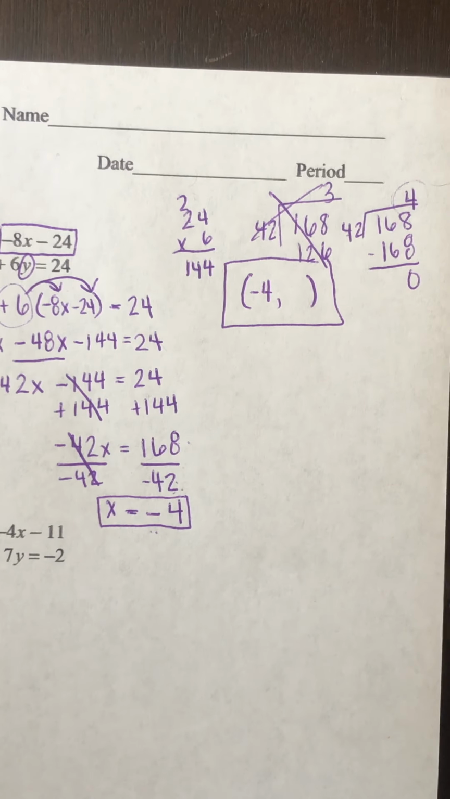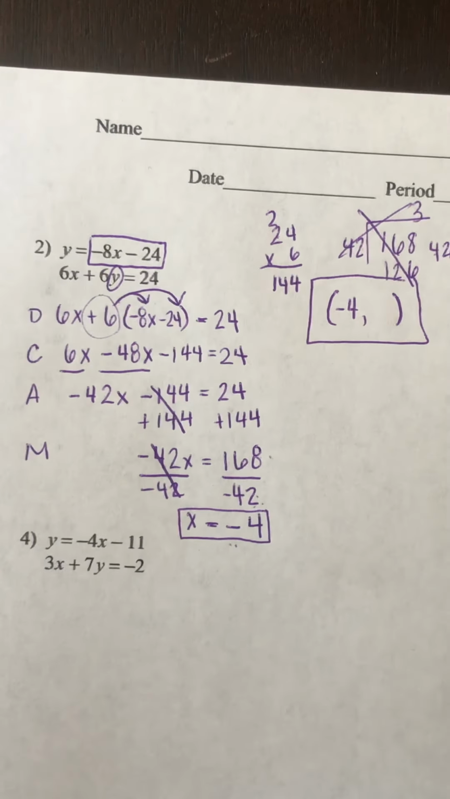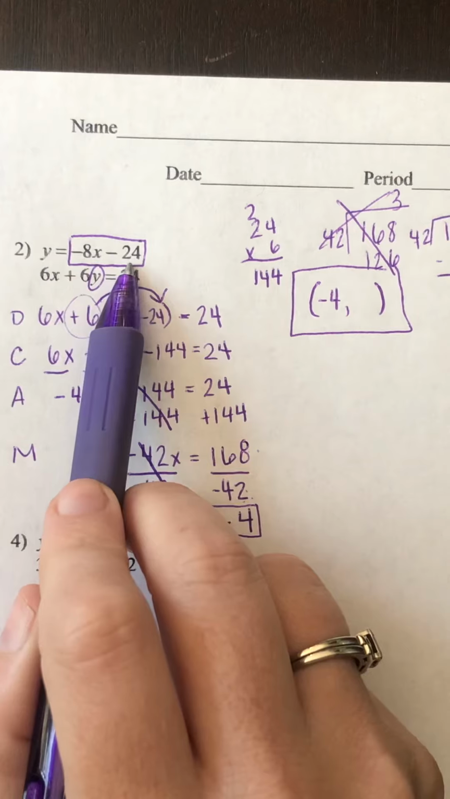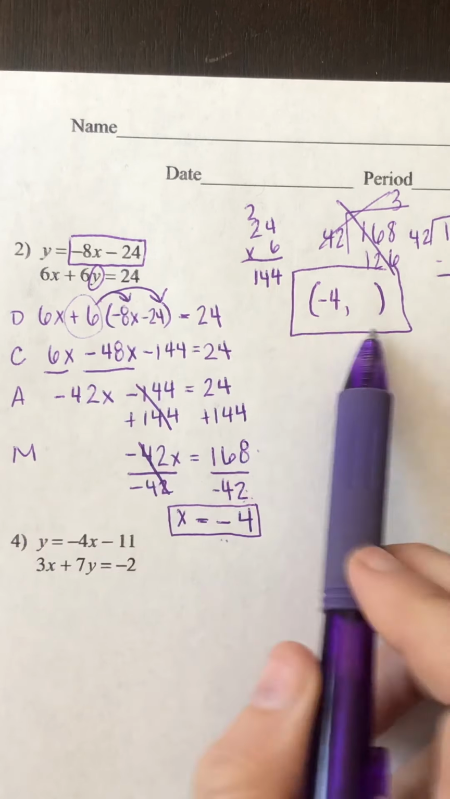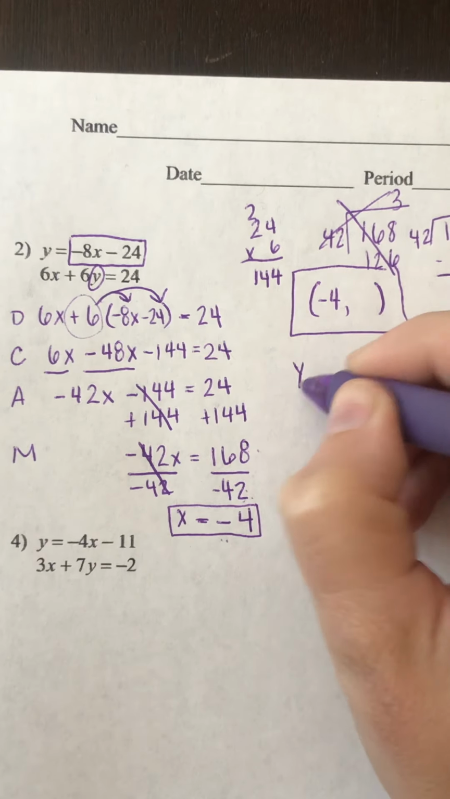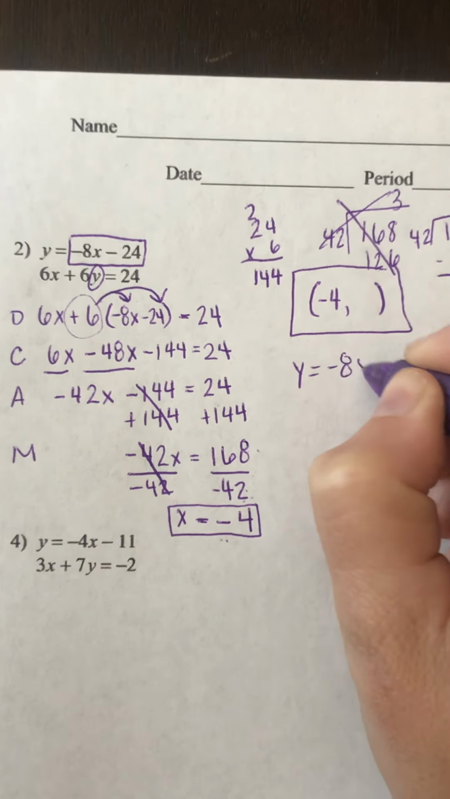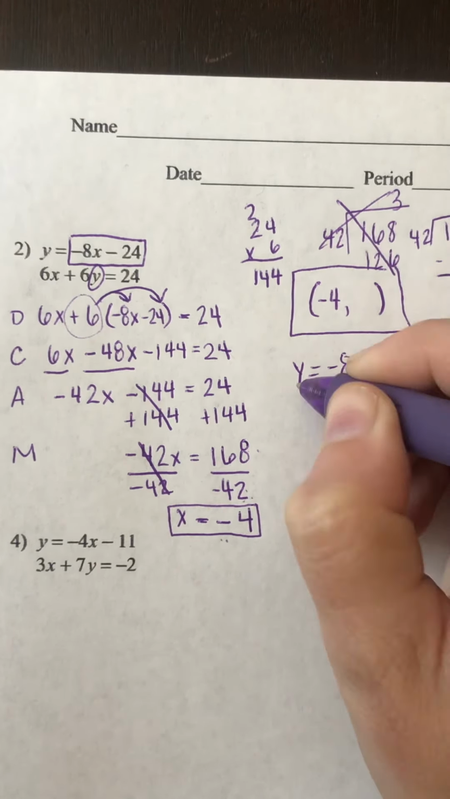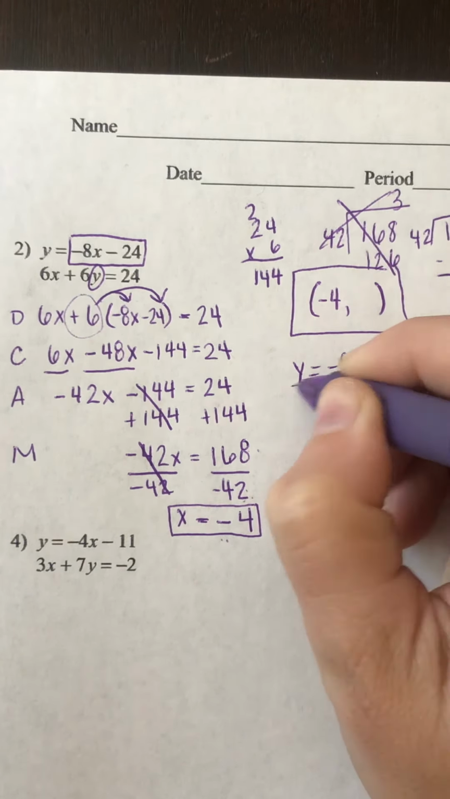We do need to now find our y value. So again, this one looks like the easiest one to plug into. So I'm going to plug in my negative 4 for the x in this equation. Y equals negative 8x minus 24. I'm looking for this value. I'm going to plug in what I know is our x value.